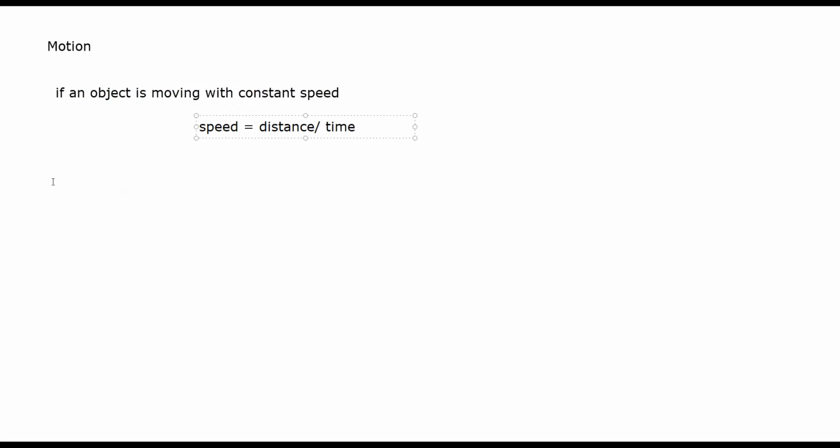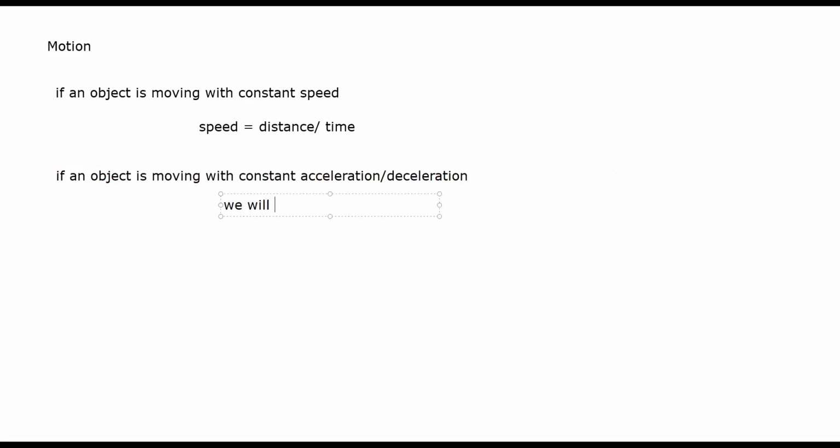But if an object is accelerating with constant acceleration, or constant change in speed, or deceleration, a constant decrease in speed, then we will use the equations of motion. So you have to learn these equations of motion. The first one is v equals u plus at.